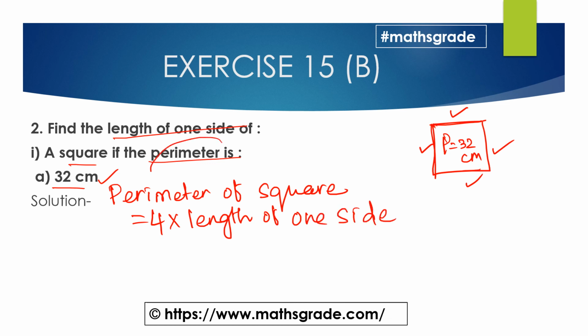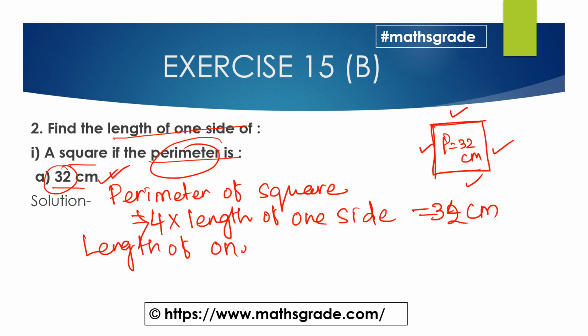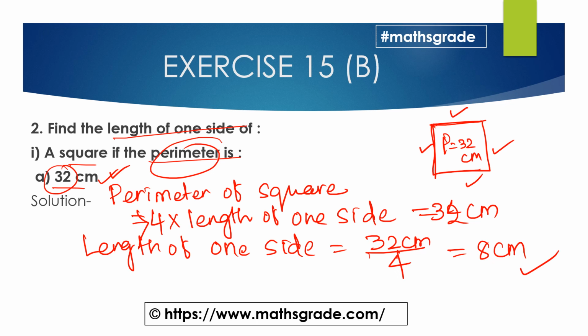It is given that the perimeter of the square is 32 centimeter. So 4 multiplied with length of one side is 32 centimeter. This implies length of one side will be 32 centimeter divided by 4, which is equal to 8 centimeter. So the length of one side of the square is 8 centimeter.